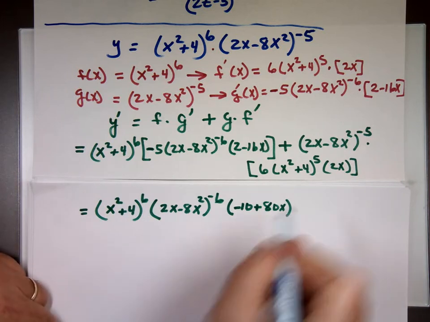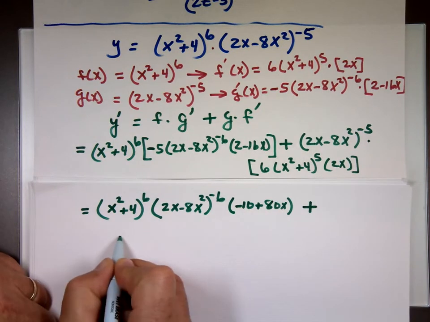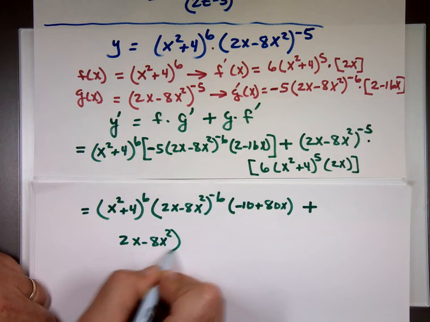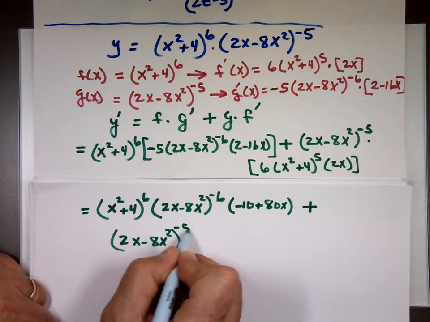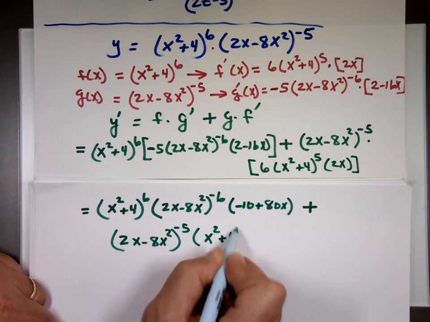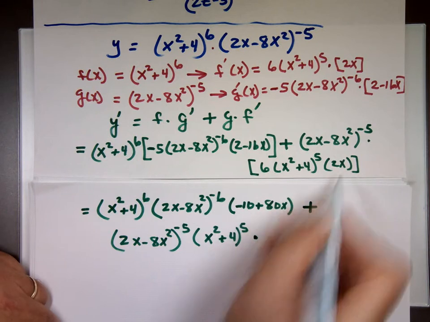Plus the second piece, which is what? 2x minus 8x squared to what power? Negative 5 times x squared plus 4 to what power? 5 times, what is 6 times 2x? 12x.